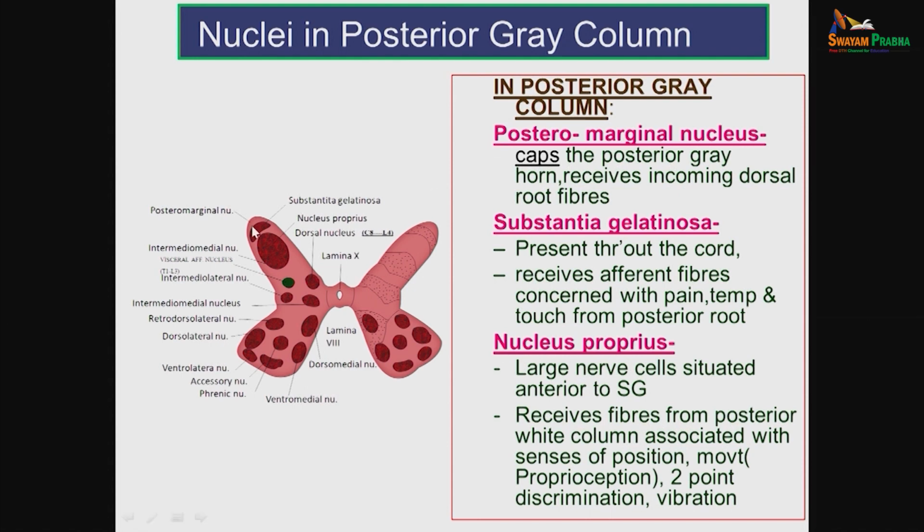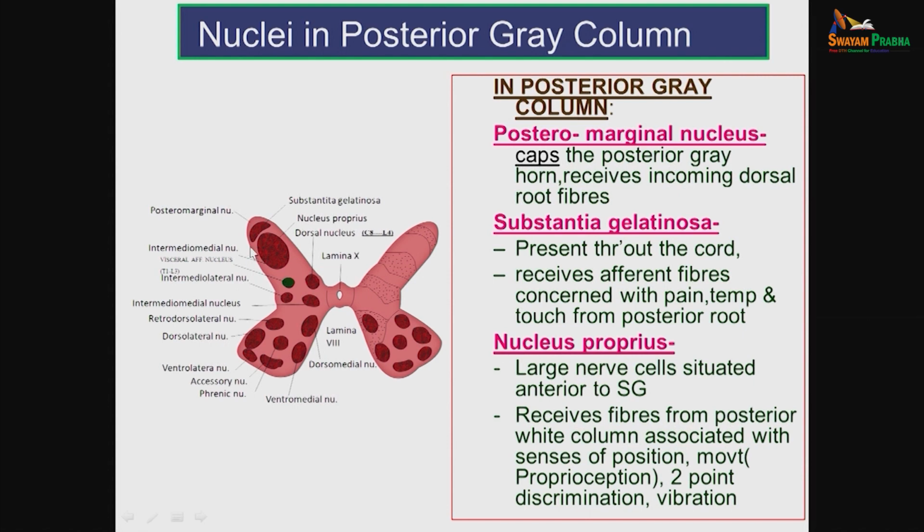So these are all sensory neurons. Which sensations are received? The substantia gelatinosa receives fibers concerned with pain, temperature and touch from the posterior root.